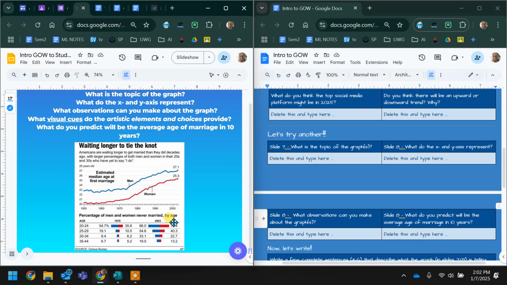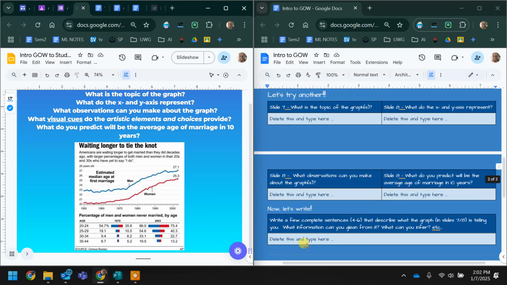So again, keep writing here, write a few sentences that describe what you're seeing, what information you can glean, what you infer. You've also got, this is actually two graphs in one big chunk. You also have this percentage of men and women who are never married down here at the bottom. It may not be an XY axis graph like we're used to seeing, but you still have statistical information down here, graphical information down here. It's just presented in a different way.